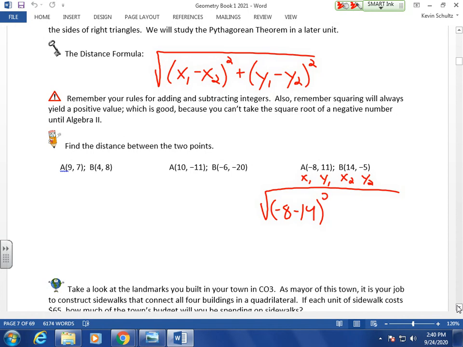But we are squaring that, and we're adding to that y1 minus y2. Here it is minus -5 because we have the subtraction sign from the formula and the negative sign from the 5. Okay?